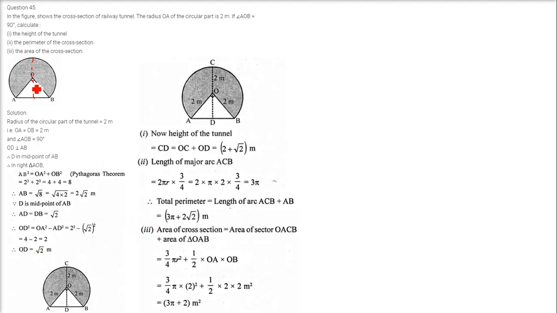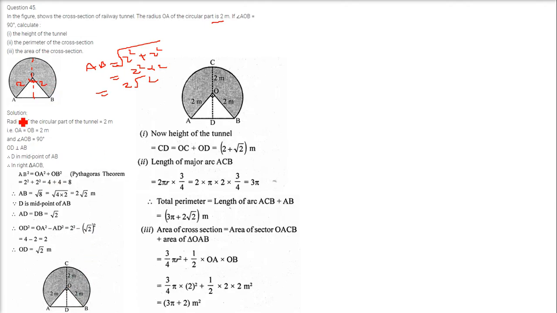First of all, this OA and OB, it is given that it is 2 meters. So radius is 2. This is 2, this is 2. Now when this is 2 and 2, and this is 90 degrees, by Pythagoras theorem, we can find out AB. AB will be simply equal to under root 2 square plus 2 square. That is 2 square into 2. So 2 comes out, 2 root 2. So what do we get? This AB as 2 root 2.